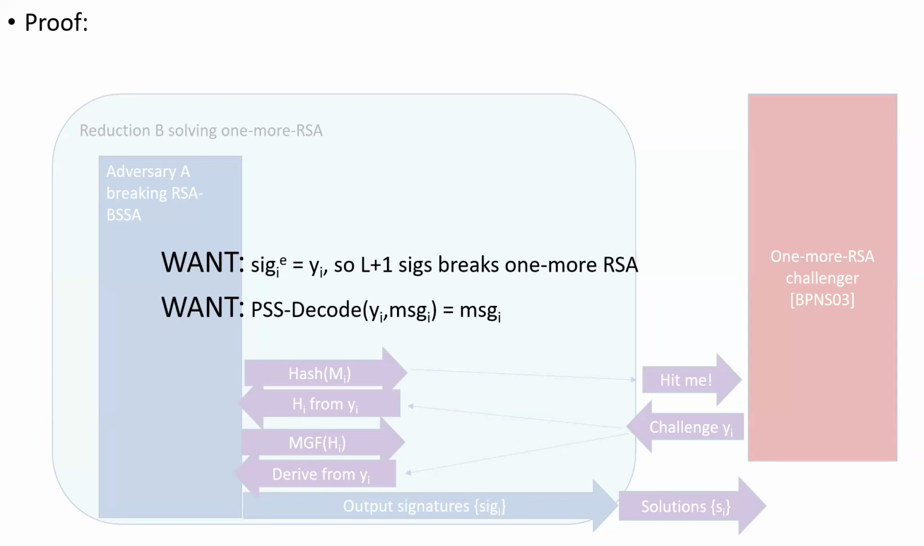And so what does that mean? It means that if it's a valid signature, we want the YI to decode to the message I. So it means we need to program the random oracle for all of this to work out. So how do we do that? That's when we actually need to look at how this PSS encoding works.